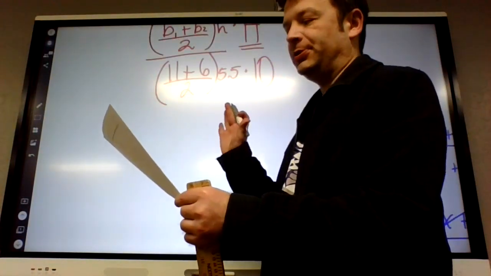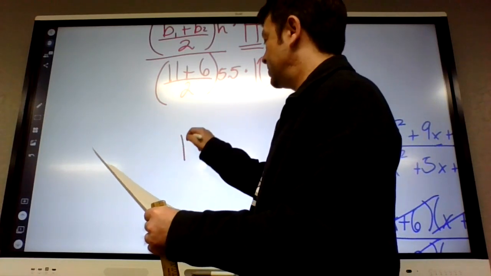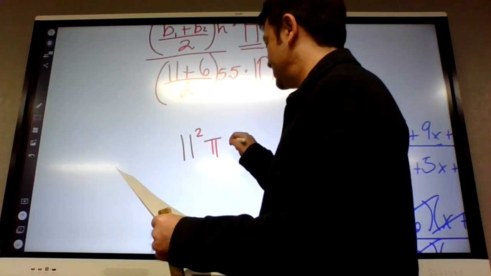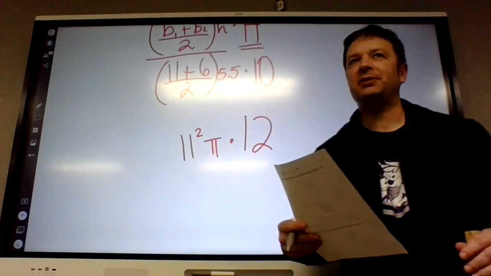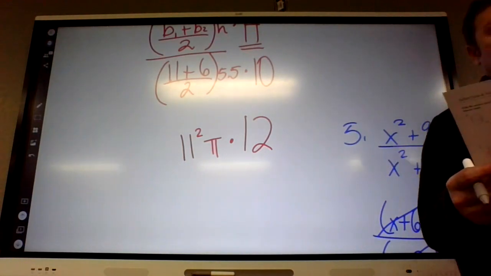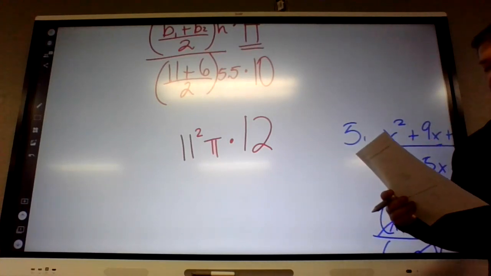22 is the diameter, so the radius is 11. So you do 11 squared times pi times the height of the cylinder, which is 12. When you say height, it's not necessarily the up and down line, it's relative to what the base is. In this case, it's 12.